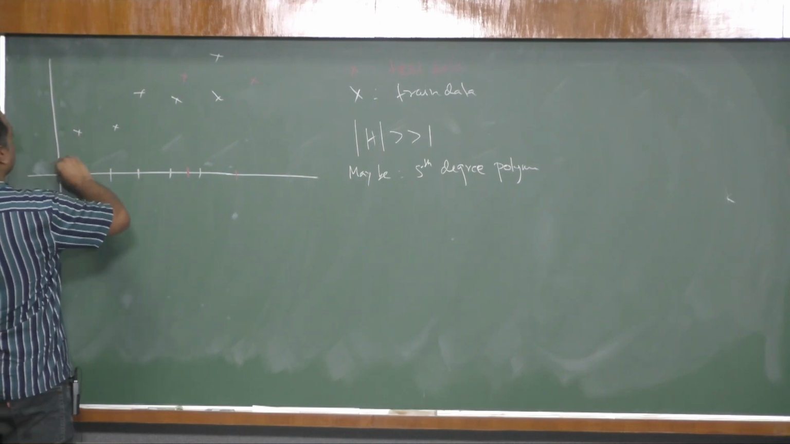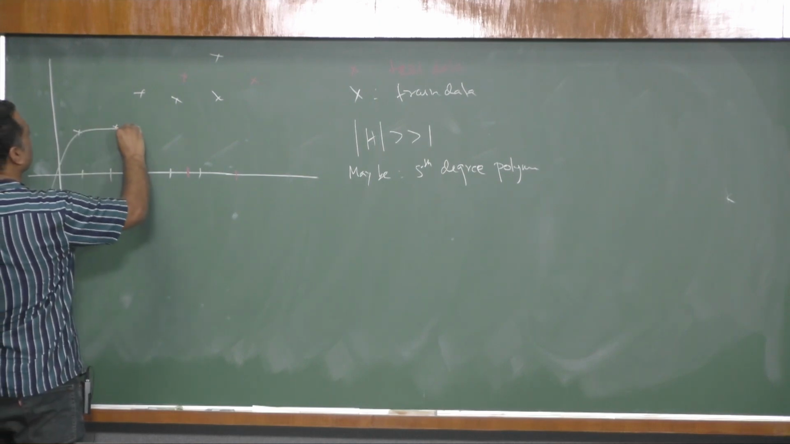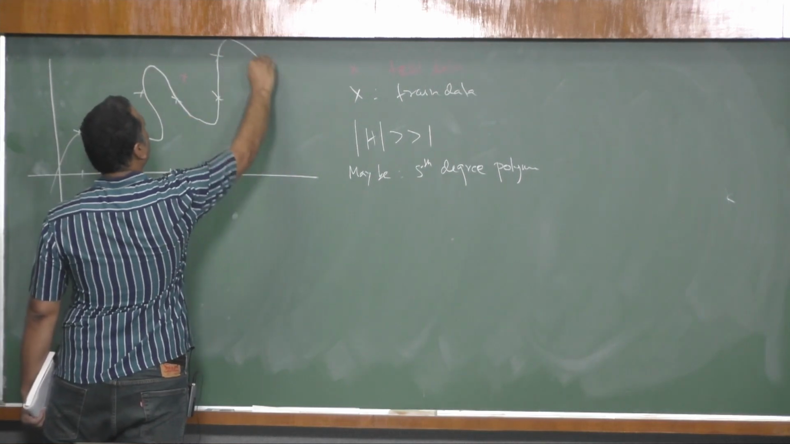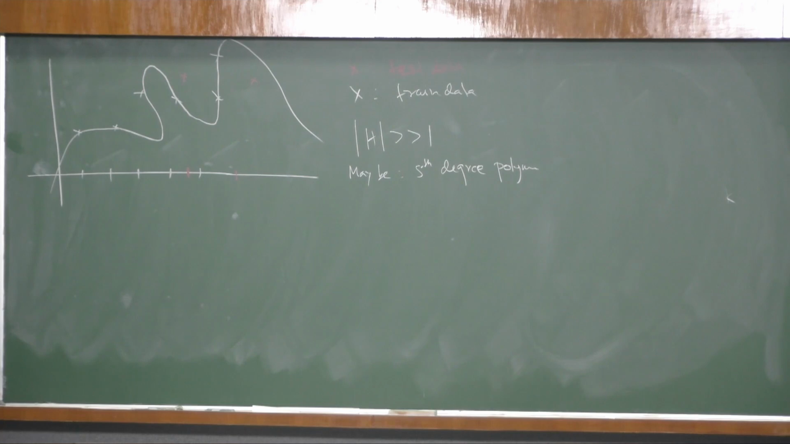Because it's fifth degree, it might do a lot of things like that, bends like that, but it makes sure that it goes through the training data points. The training approximation error, I mean it should decrease, right? Okay, so yeah, that's fine.